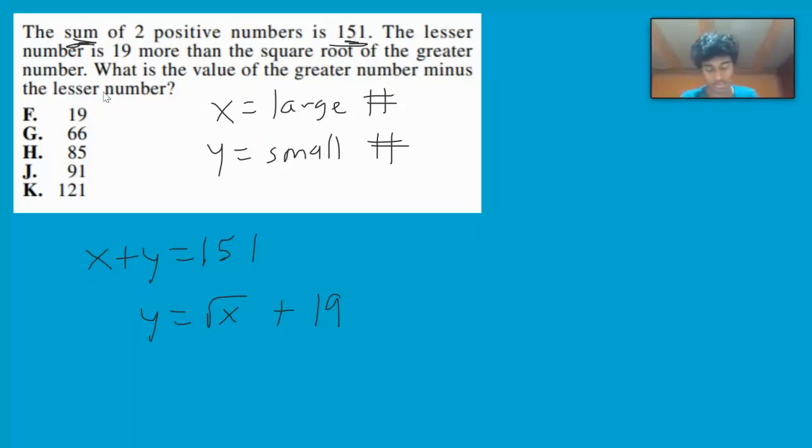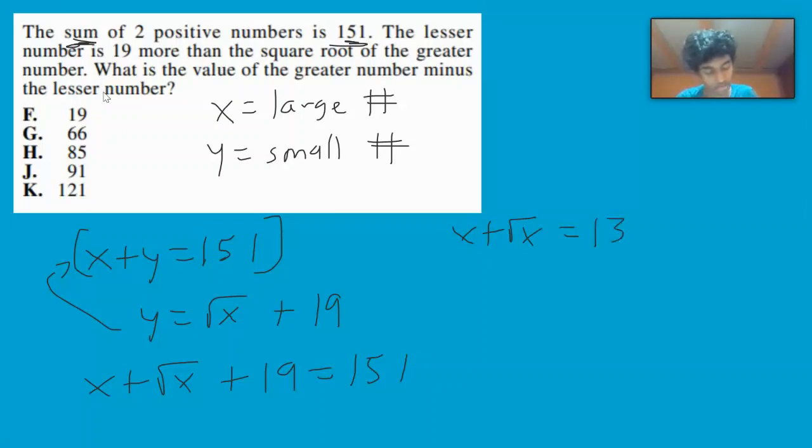So we know this, and what we can do is substitute this back into this equation right here, and we'll get that x plus the square root of x plus 19 is equal to 151. So x plus the square root of x is equal to 132. So now, how do we go from here?